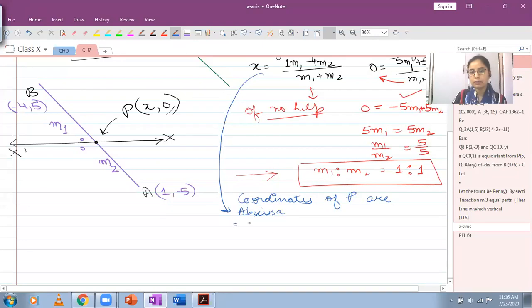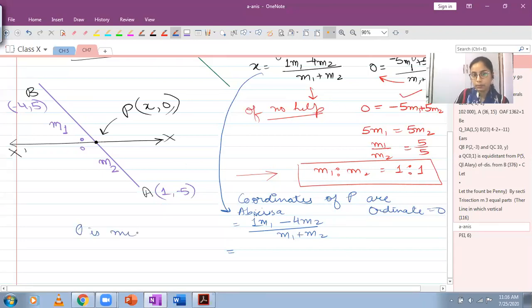So abscissa will be given by, ordinate already is 0. We don't need to find out the ordinate. So to find out the abscissa, 1m1 minus 4m2 over m1 plus m2. You can either use this, and otherwise, since we know that P is the midpoint now, you can simply apply the formula for the midpoint. So for abscissa, add the abscissae and you will have the answer. So this will be minus 3 by 2. So the coordinates will be minus 3 by 2 comma 0.